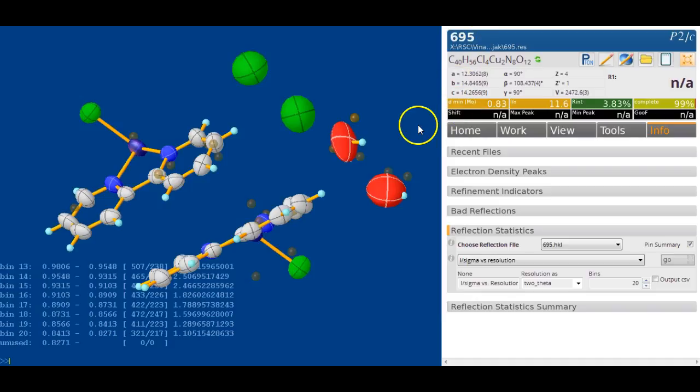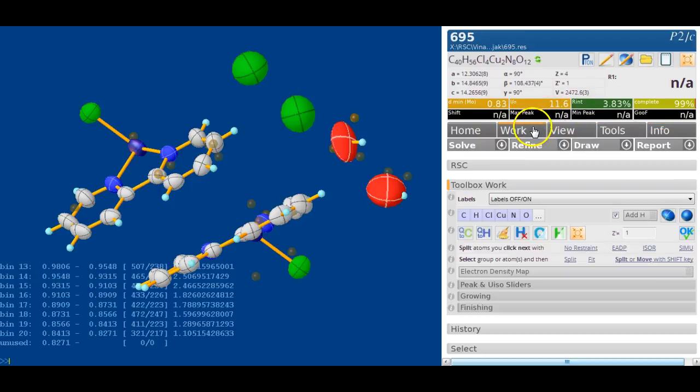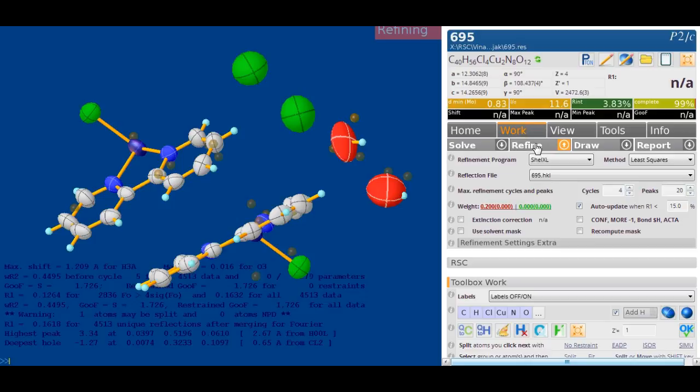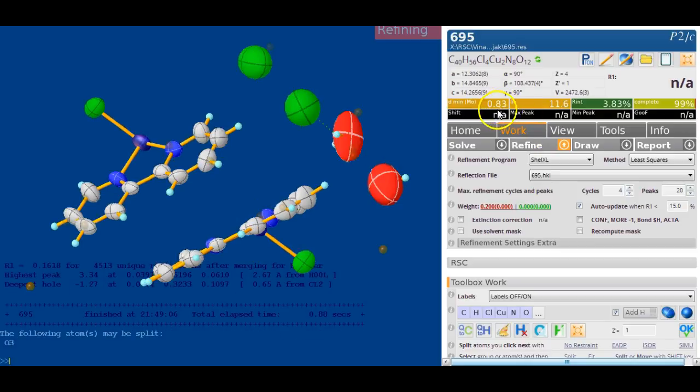Okay, first of all, the res file or the ins file I've got here doesn't have any information about the refinement in it, so we need to do one cycle of refinement in OLEX2. We're going to use ShelXL, that's fine, and 10 cycles, well that's overkill, we only really need 4, and hit refine. So we should get a display of what happens here.